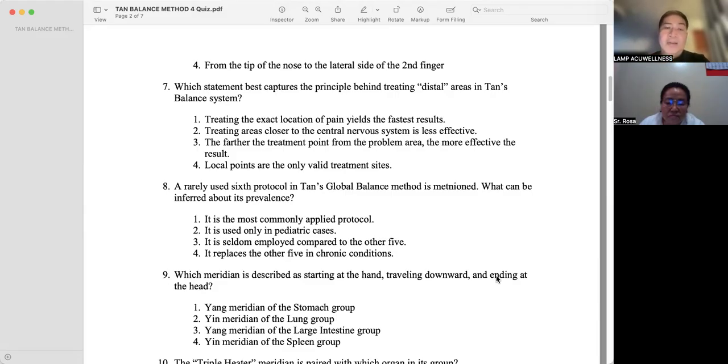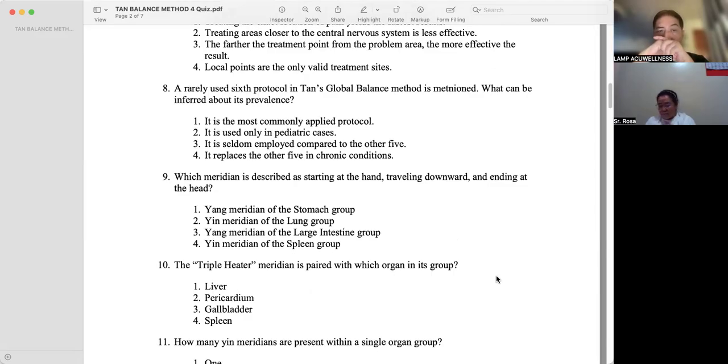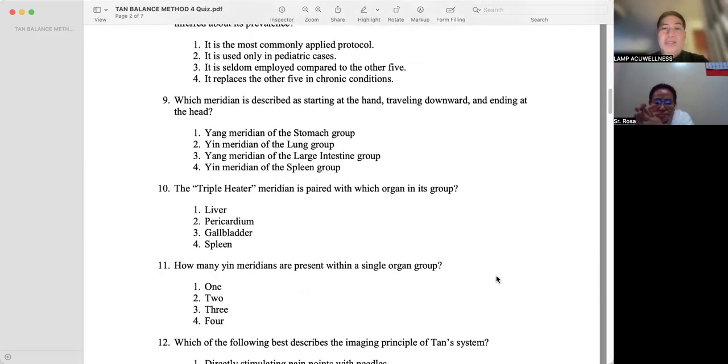So remember that. The 6 protocol in Tan's global balance method is mentioned. What can be inferred about its prevalence? It is seldom employed compared to the other 5. Which meridian is described as starting at the hand, traveling downward, and ending at the head? Downward, because it goes from the hand down to the head. The yang meridian of the large intestine group.